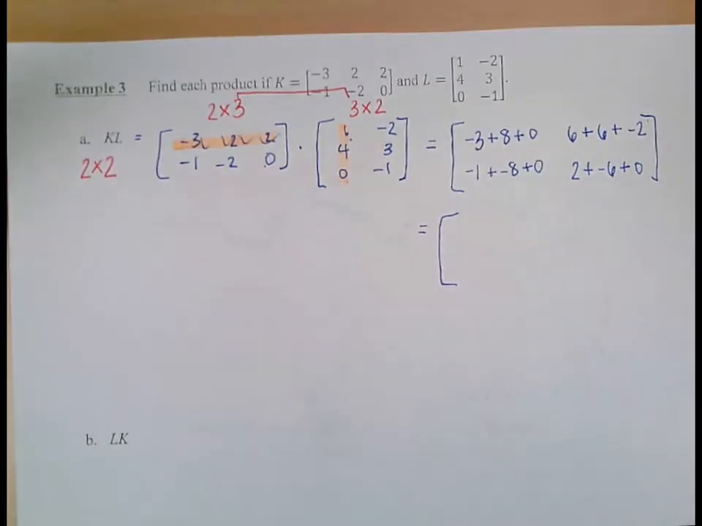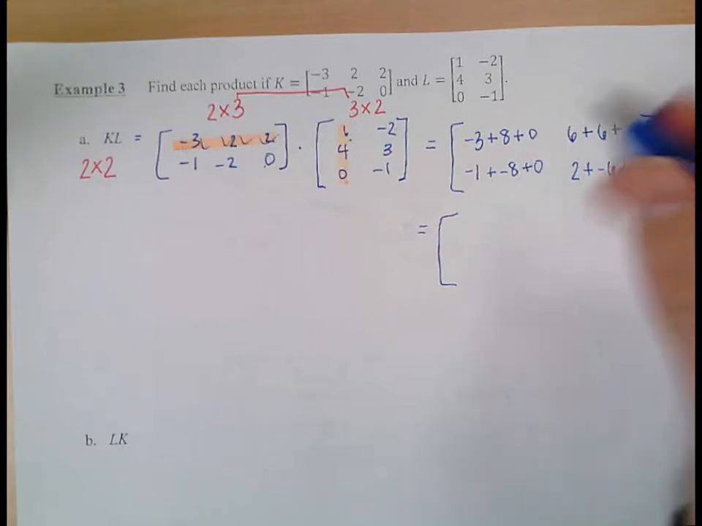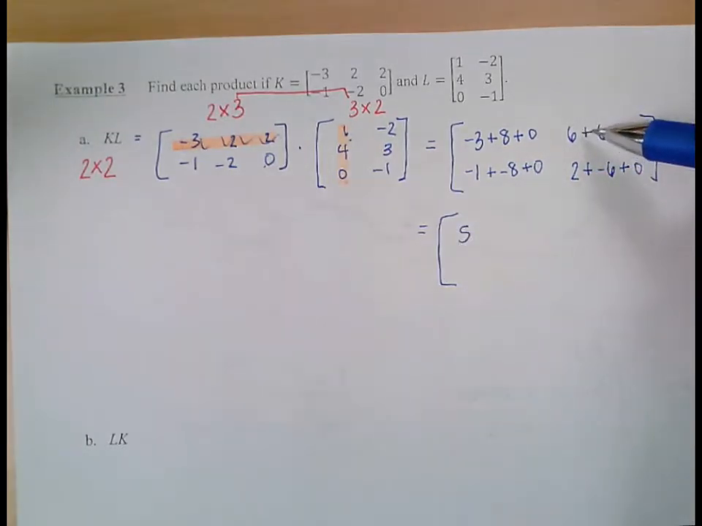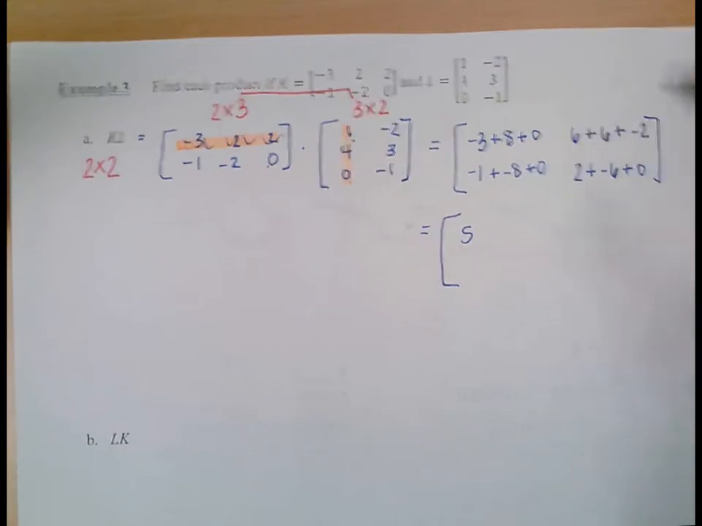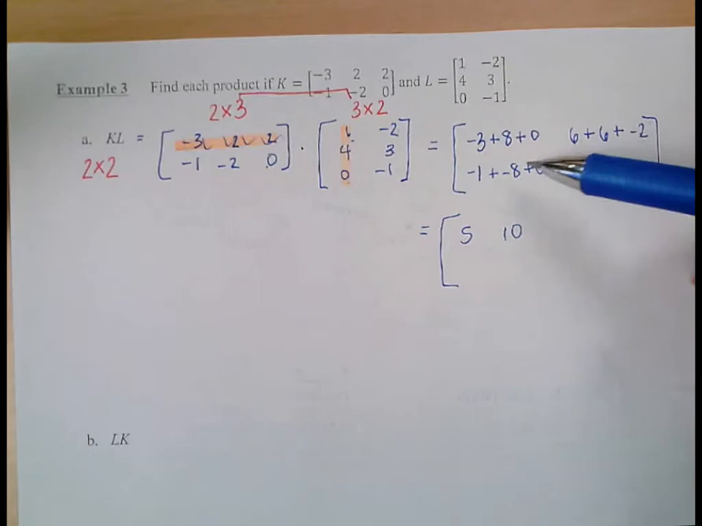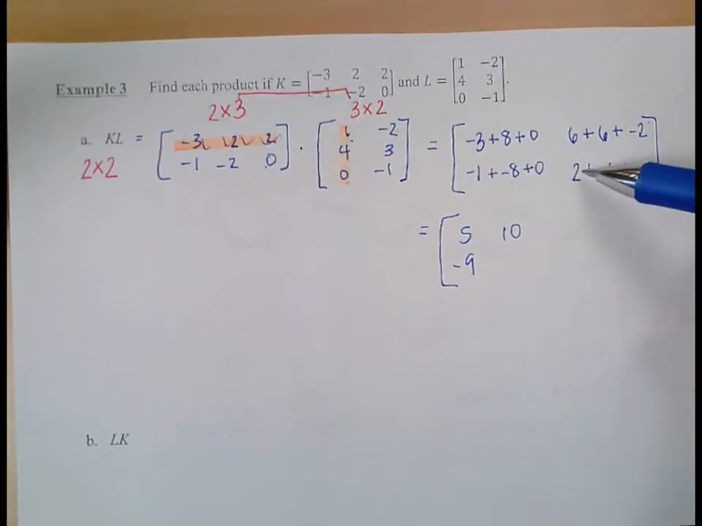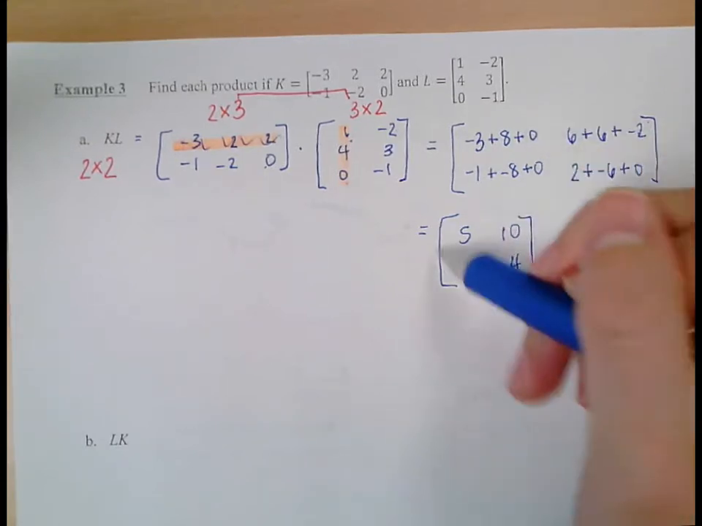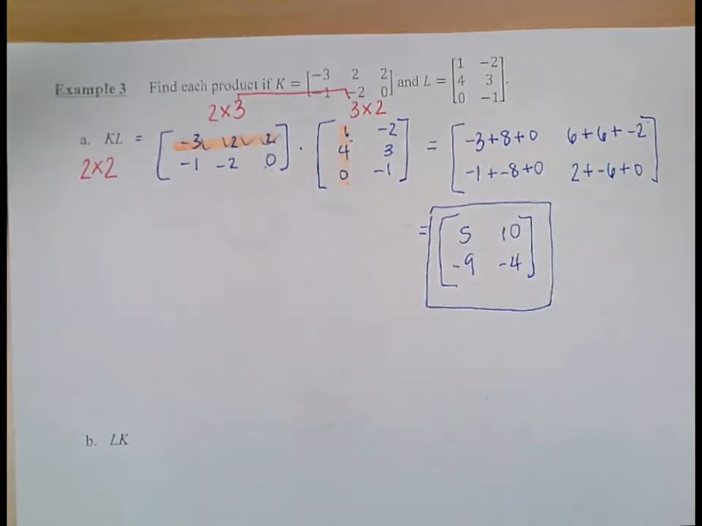And then to finish this, I just simplify each of those 4 elements. So in row 1, column 1, I have -3 plus 8 plus 0, that's 5. Row 1, column 2, 6 plus 6 is 12, plus -2 is 10. And then in row 2, column 1, -1 plus -8 plus 0 is -9. And then in the last element, 2 plus -6 is -4, plus 0 is still -4. So this would be K times L. Okay, questions on part A of example 3.